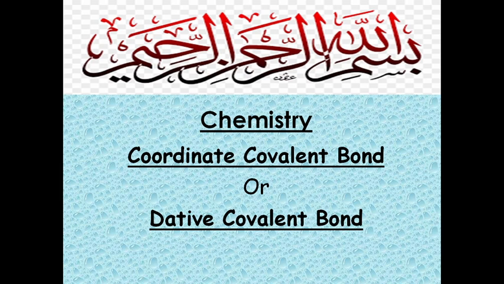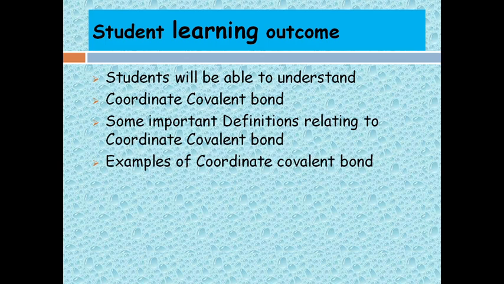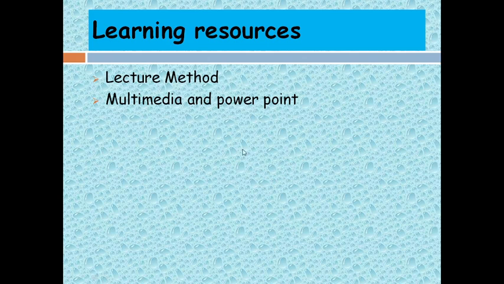Bismillahirrahmanirrahim. Today's topic is coordinate covalent bond or dative covalent bond. Students' learning outcome: students will be able to understand coordinate covalent bond, some important definitions related to coordinate covalent bond, and examples of coordinate covalent bond. Learning resources: lecture method, multimedia, and PowerPoint.